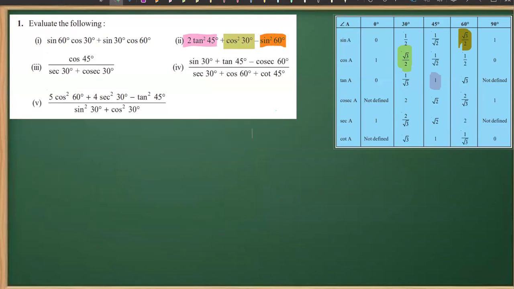Now, as we move to the next, that is the third part, we'll be replacing cos 45, and the value of cos 45 is 1 by root 2. Then we have sec 30, and sec 30 is 2 over root 3. We have cosec 30 degree, and cosec 30 is 2.